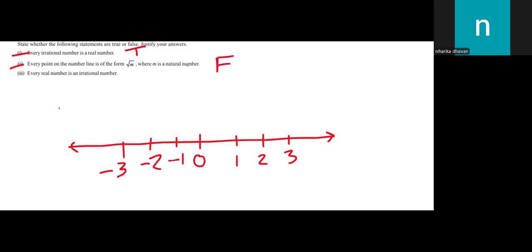false. Now, every real number is an irrational number. Now real numbers include rational as well as irrational. So if I take any rational number like 2 by 3, 2 by 3 is a real number, but it is not an irrational number. Why? Because it is a rational number. So this statement is also false.